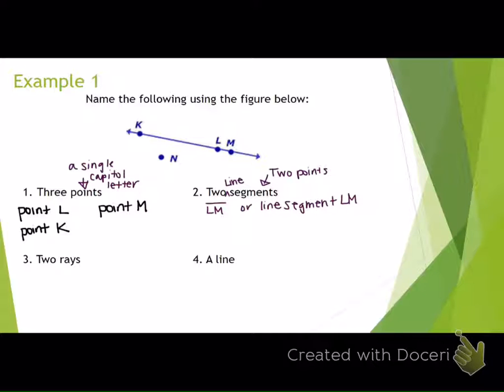I think that way seems a little bit tedious to be writing that much when you can just put LM with a line over it that has no arrows on it. So do what you would like to do. Cameron? KM? Yep. Again, make sure those are capital letters, so 2 points, which need to be capital letters. So you can write that as KM. Make sure there's no arrows on the end, or line segment KM.